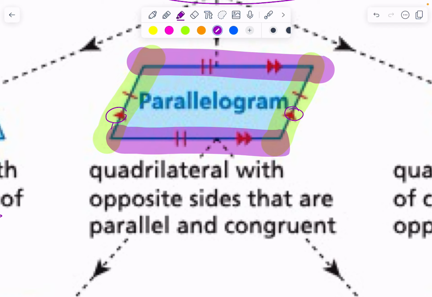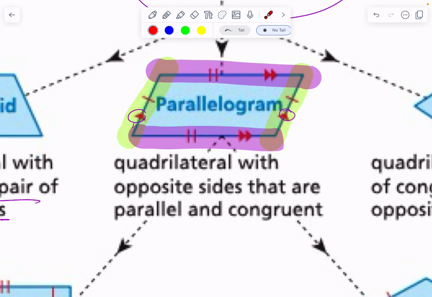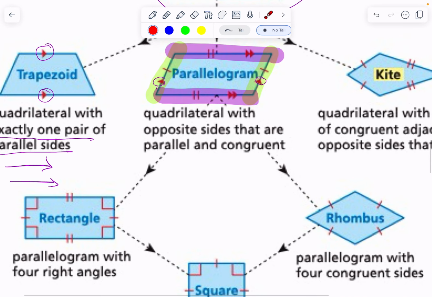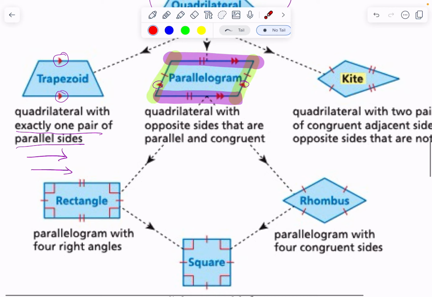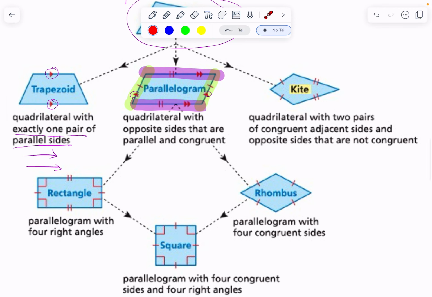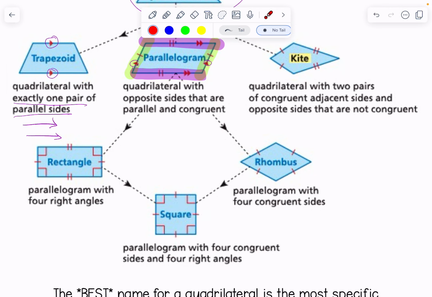The double arrows on the top and the bottom are telling you that the top and the bottom are parallel to each other. As far as congruency goes, these little dashes on the sides tell us that those two sides are congruent to each other, and then the double dashes tell us that the top and the bottom are also congruent to each other. So when we have a quadrilateral that has opposite sides that are parallel and congruent, we call that a parallelogram.